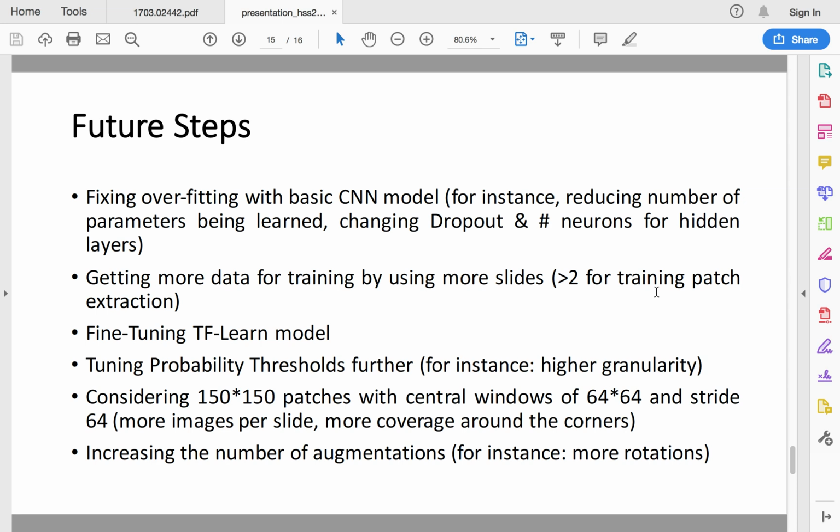And tuning probability thresholds further at a more granular level could also help me decide which threshold might work even better compared to the ones already determined. And considering 150 by 150 patches with central windows of 64 by 64 and stride of 64 can yield more images per slide, as well as more coverage around the corners. And increasing the number of augmentations, for instance, with more rotations, can also probably help increase the representation of the minority class in my training data set.